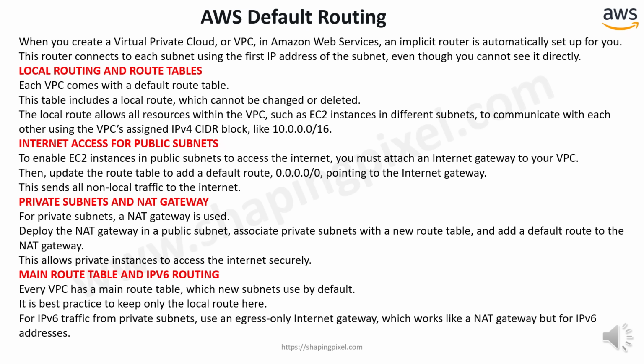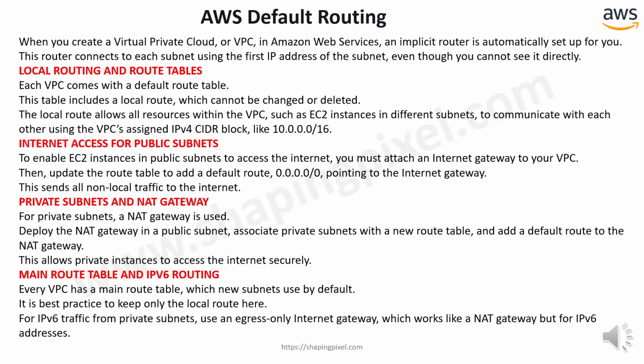10.0.0.0/16. To enable EC2 instances in public subnets to access the Internet, you must attach an Internet gateway to your VPC. Then, update the routing table to add a default route, 0.0.0.0/0, pointing to the Internet gateway. This sends all non-local traffic to the Internet.